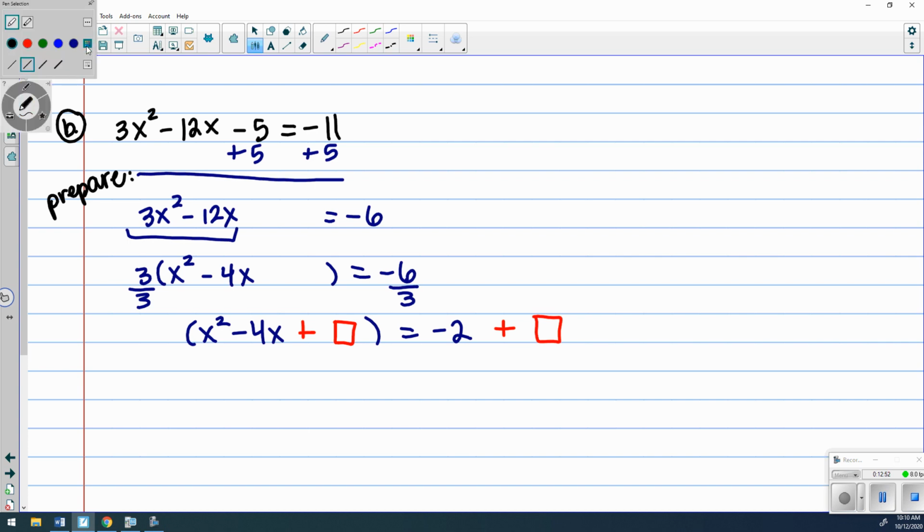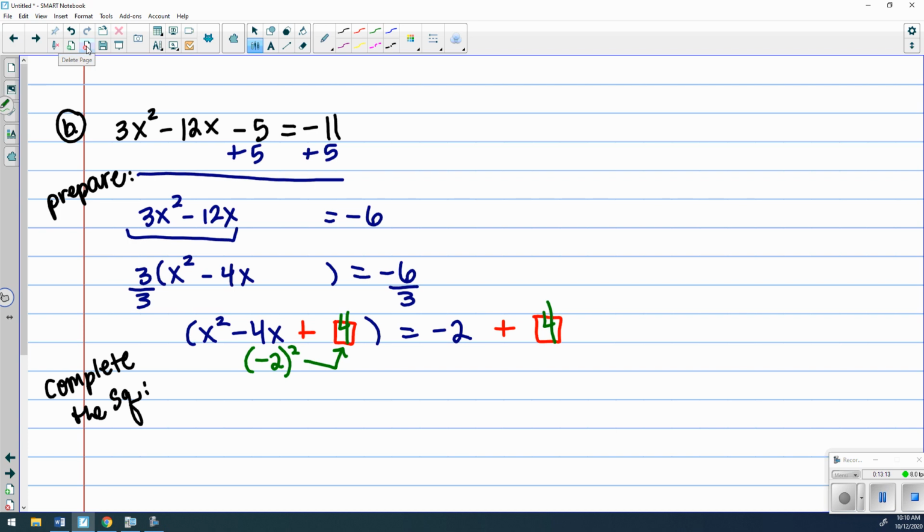So in this step, I complete the square. So what will complete that square? Half of negative 4 is going to be negative 2, and then when I square that, that's just going to be a 4. So a 4 there and a 4 over here. Add a 4 to the left, add a 4 to the right. I'm keeping that equation balanced. All right, I completed the square.